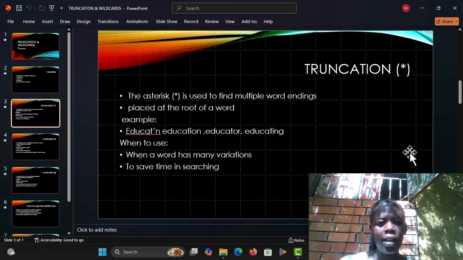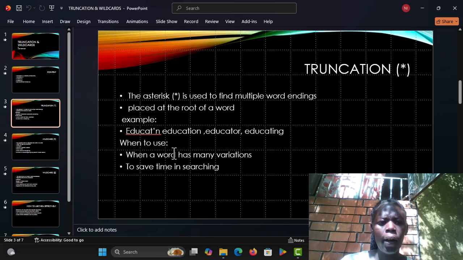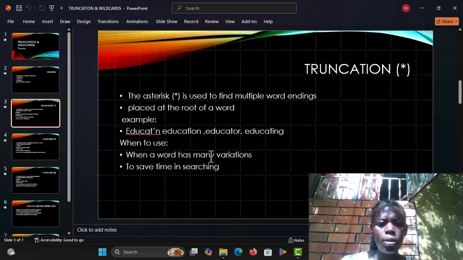The star. The star is used to find multiple word endings placed at the root of a word. Example, educate, which is E-D-U-C-A-T, with an apostrophe then an N, which gives education, educator, and educating. When to use: when a word has many variations, to save time in searching. So that's all about the star truncation.